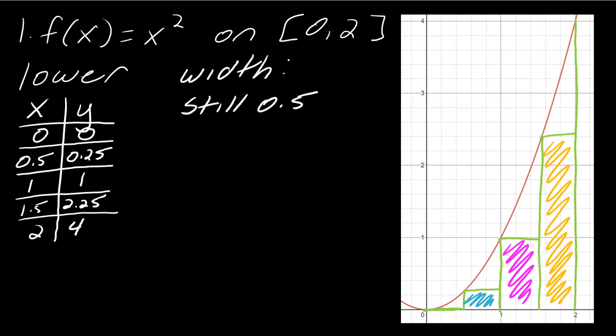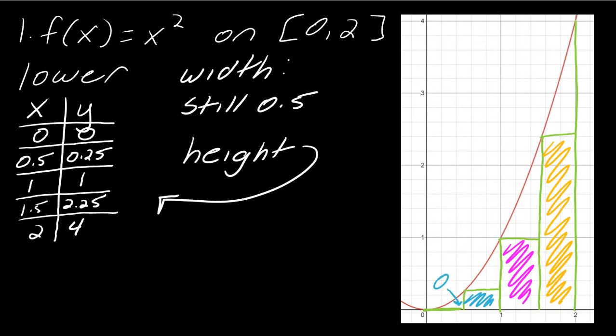So the width is still 0.5. We already did that work. And then the height, we can still use this table to help us figure that out. So like for this first height here, this is 0. Then for the next one, this will be 0.25. And then continuing on, this is 1 and 2.25.